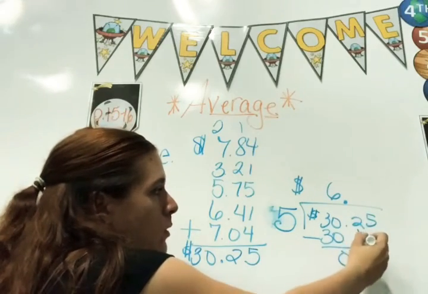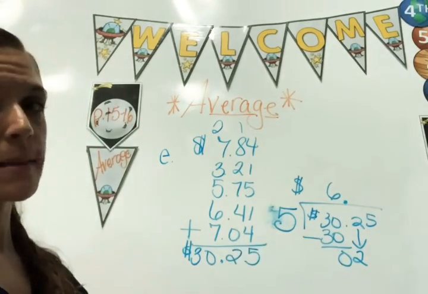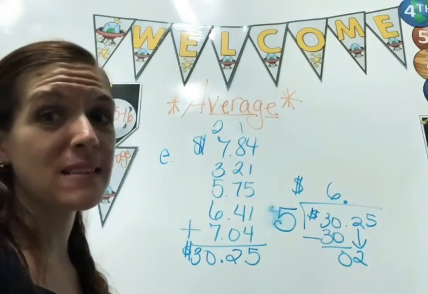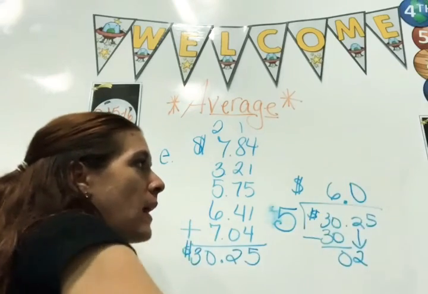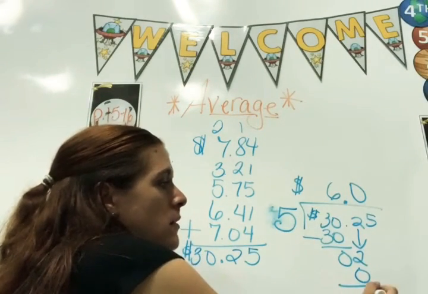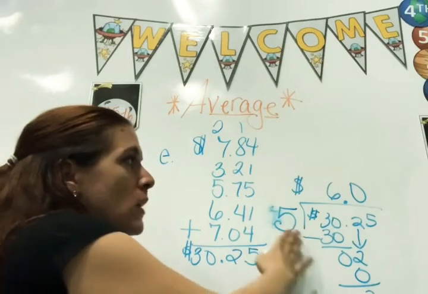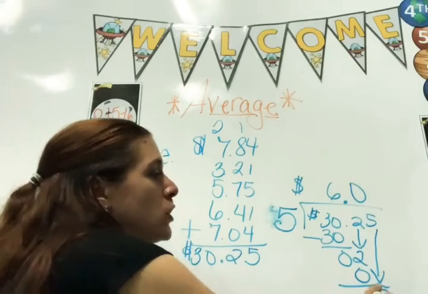Bring down the 2, uh-oh. 2 divided by 5, is that possible? No, but you cannot skip it this time, guys, because it's not the one in front. So you have to put a zero here, okay? Zero times five is zero. Two minus zero is two. Compare, is two less than five? Yes, it is. Bring down your five. Now you're good to go.